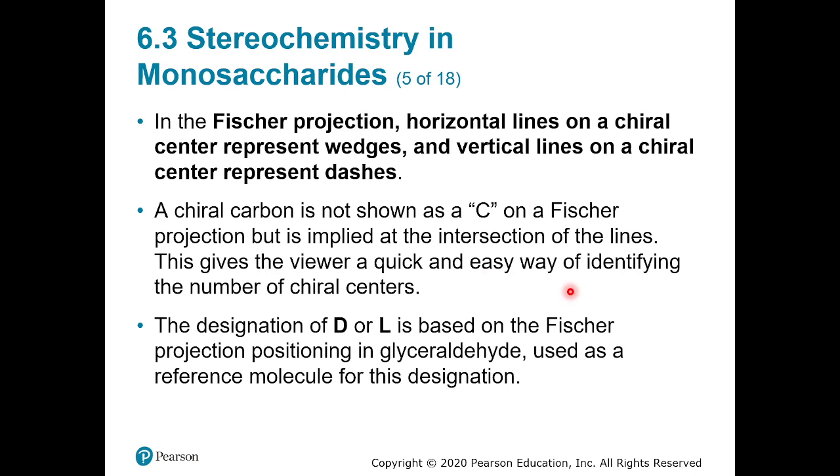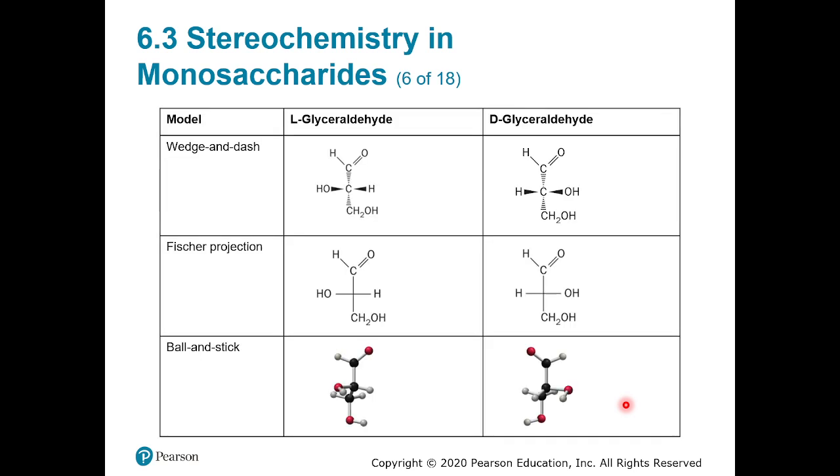The designation of D or L is always going to be based on the Fischer projection positioning of the glyceraldehyde, and this can be used to reference the molecule for the designation. So you're always going to base it on the Fischer projection. So again, this would be the wedge-dash version. This right here is the Fischer projection. Is that confusing anybody?